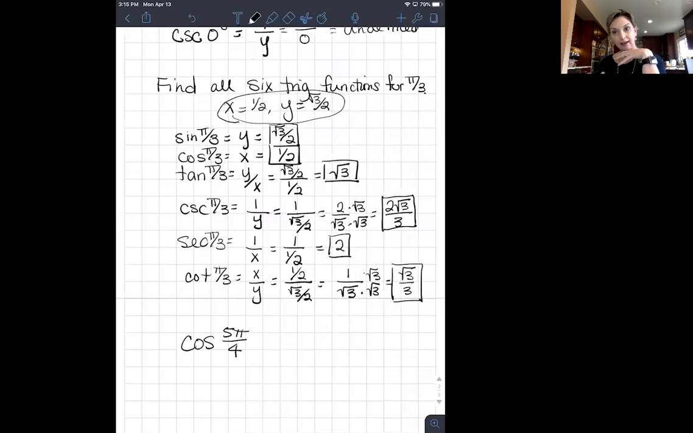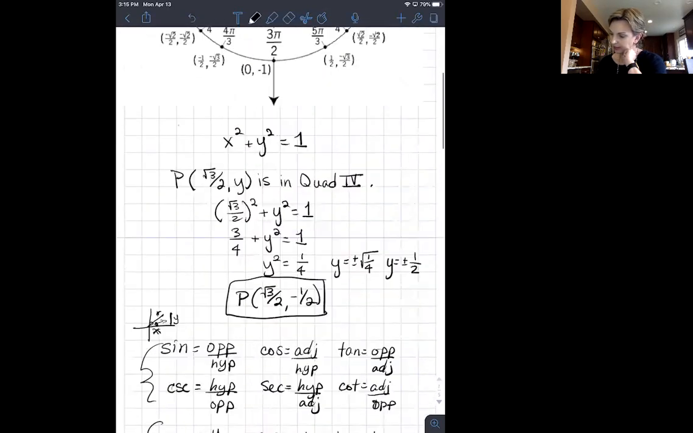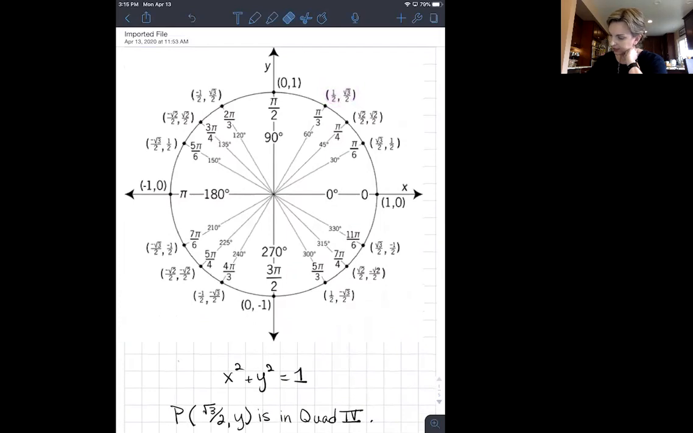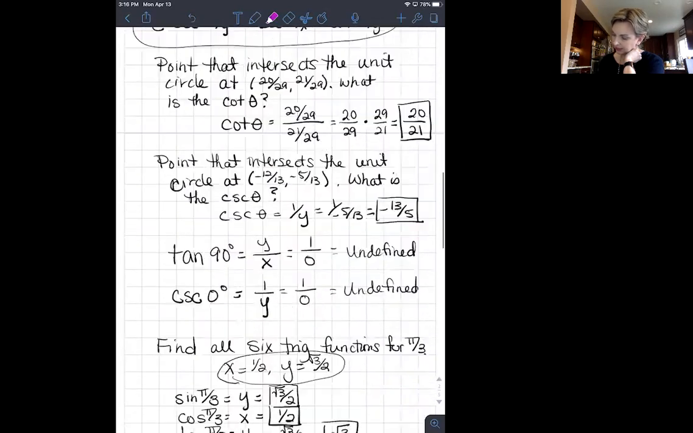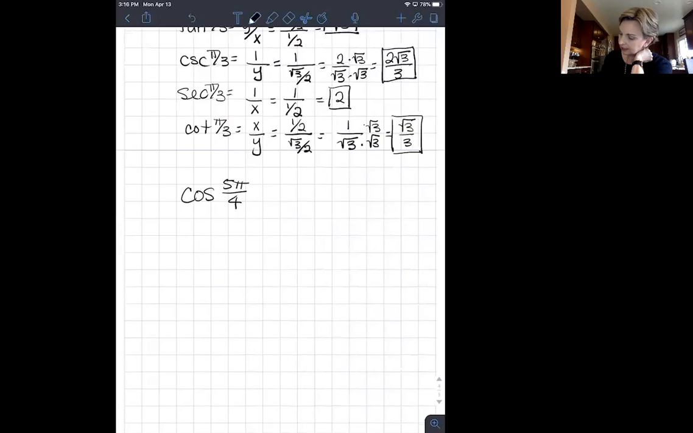Okay, so first I need to find the x and y values, the terminal point for 5 pi over 4. So we come back up to my unit circle and find 5 pi over 4. Where is 5 pi over 4? It's down here in quadrant 3. And the x and y coordinates are negative square root of 2 over 2 and negative square root of 2 over 2. All right, so let's come down here and we'll write that down. Negative square root of 2 over 2, negative square root of 2 over 2. Those are my coordinates of 5 pi over 4.